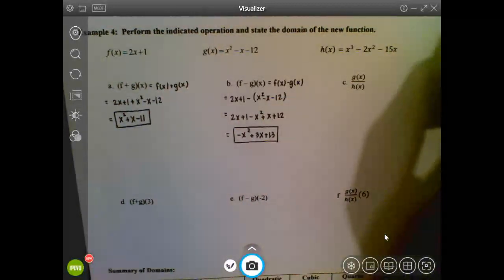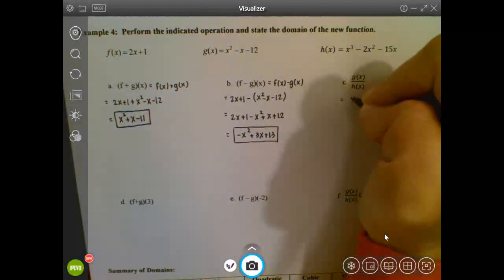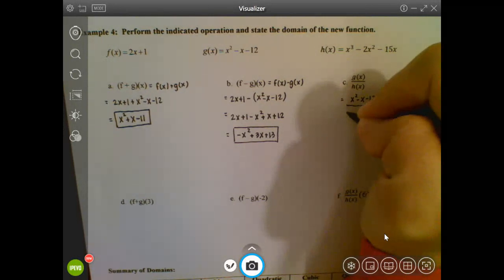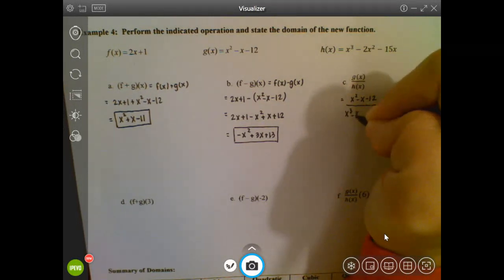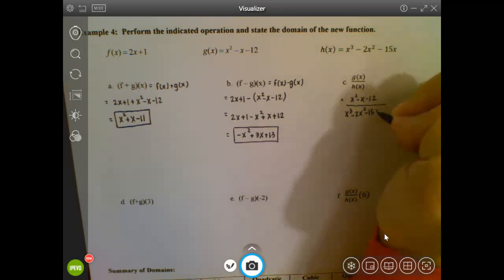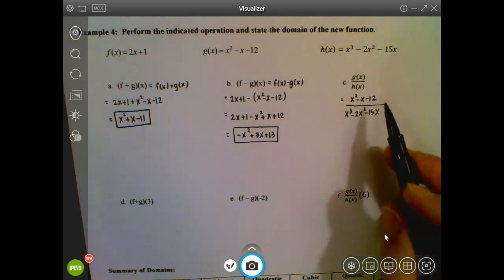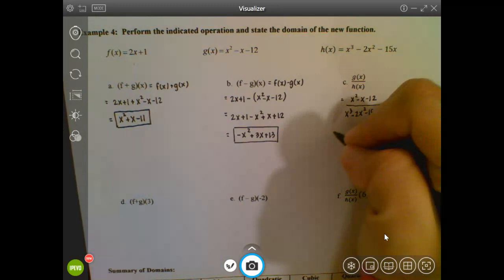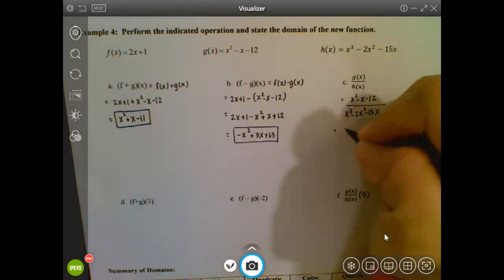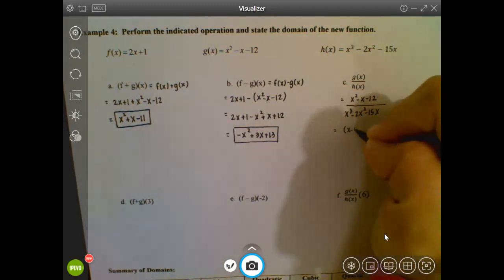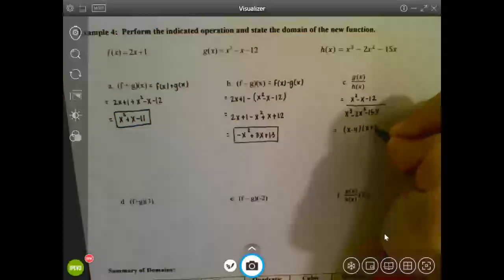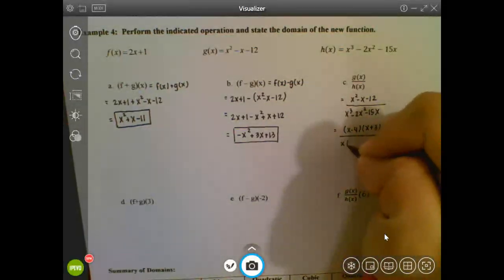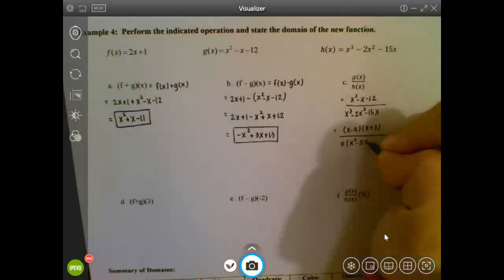g of x divided by h of x. So g of x is x squared minus x minus 12. h of x is x cubed minus 2x squared minus 15x. And again, I want to be thinking about, can I simplify this? So I definitely can factor up in the numerator. So that's going to be an x minus 4 and an x plus 3. Denominator, there is actually a common factor of x. So that's going to be x times x squared minus 2x minus 15.